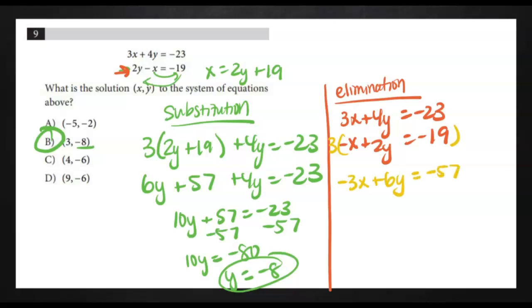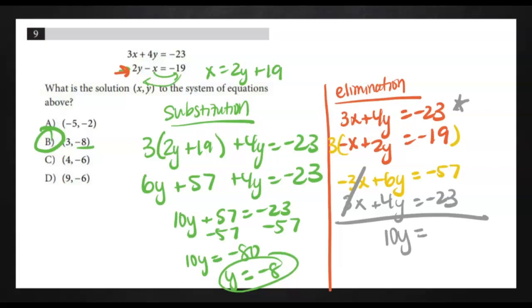Okay, so what I'm going to have now is negative 3y plus 6y is equal to negative 57. And then let me just rewrite that same first equation right here, so I'm all lined up. So what happens is that I can now add my two equations together, and that eliminates my negative 3. And I add 10y is equal to negative 80. Again, we're kind of in the same place we were with substitution. Dividing by 10, you're going to get negative 8. So again, that B answer choice does match up to that answer.